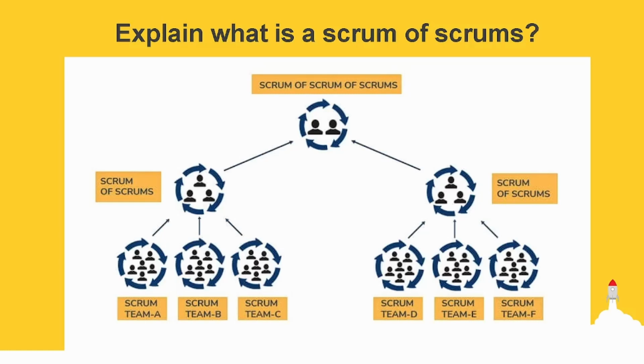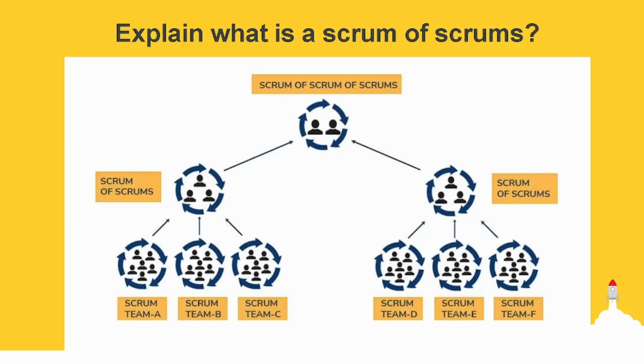So explain what a Scrum of Scrums is. A Scrum of Scrums, or Meta Scrum, is used in environments that have multiple Scrum teams. The purpose of the Scrum of Scrums is to provide a platform for cross-team collaboration and planning, highlighting dependencies and addressing points of integration or conflict.